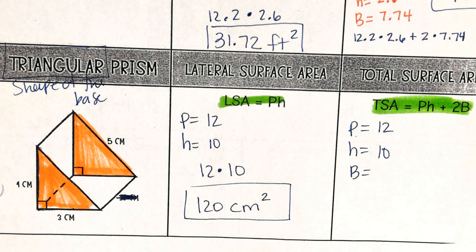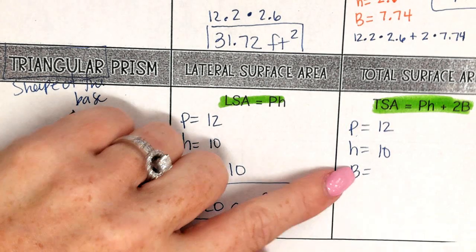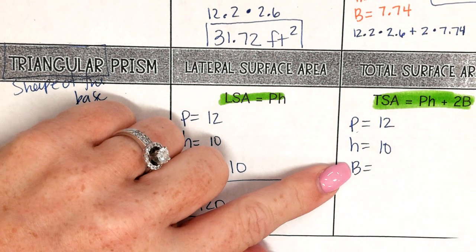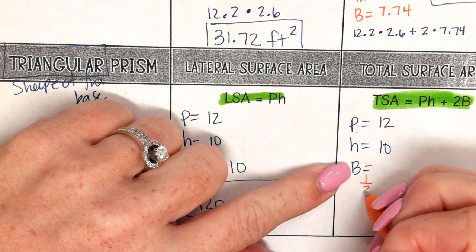Who remembers the area of a triangle formula? 1/2 BH or BH divided by 2. Whatever you want to do. It is 1/2. Write that down. Right here, this is 1/2 BH.